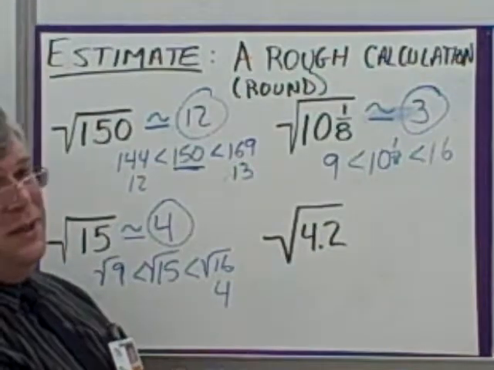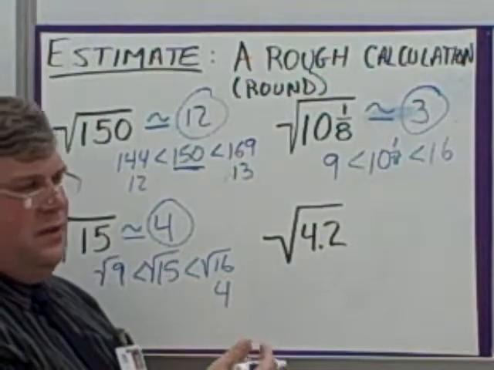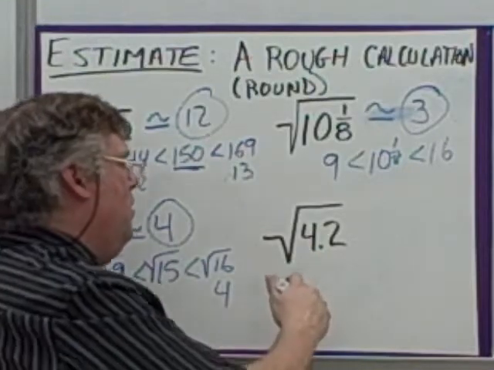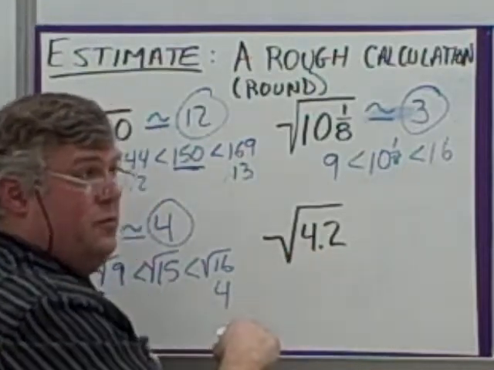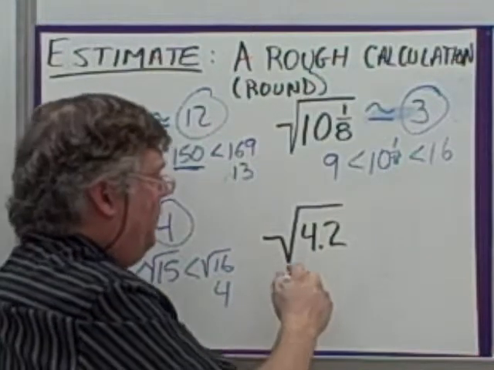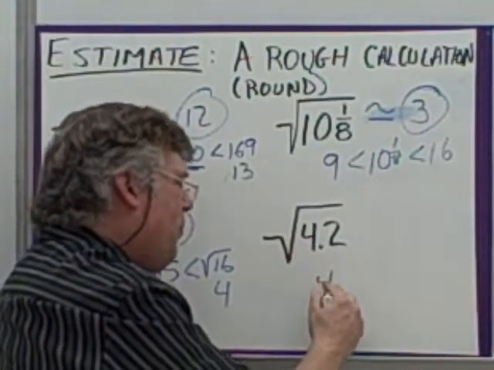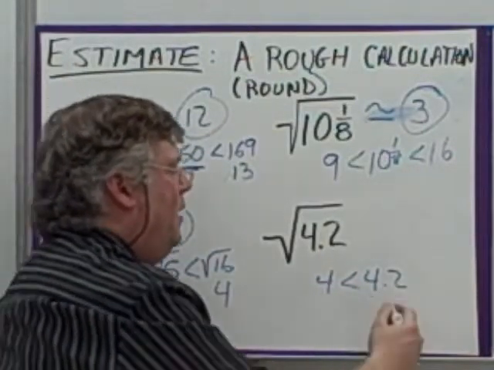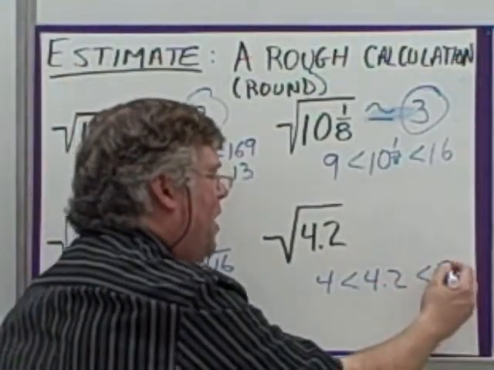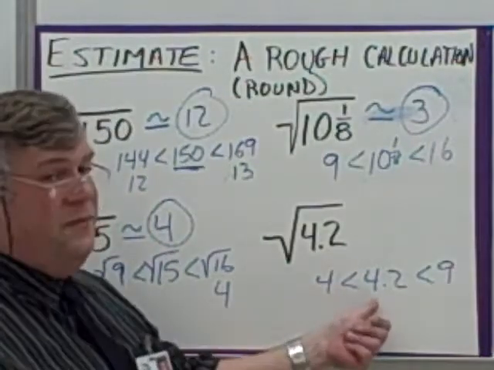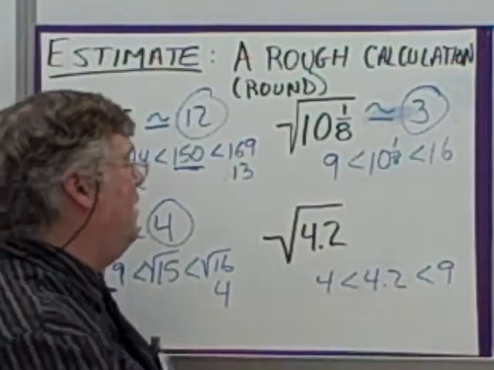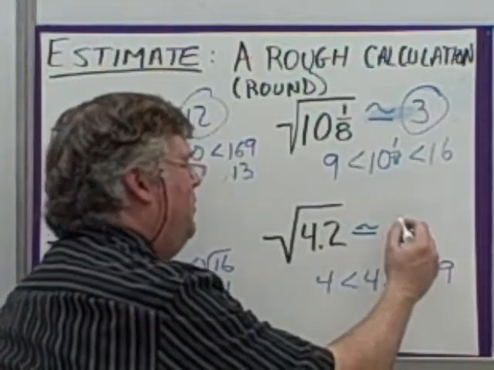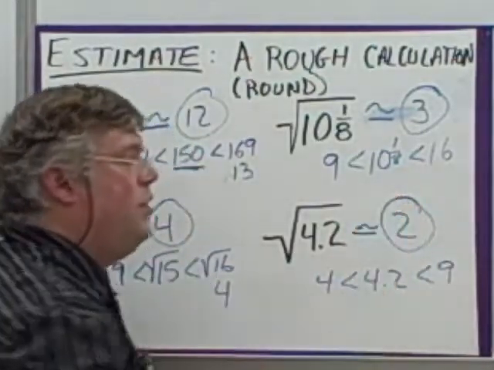Sometimes with decimals it can be confusing. What's it close to? What's it not close to? Concentrate on that front number. It's a really small number. 1 squared is 1, 2 squared is 4, which is almost 4.2, but not quite. And the next one after that is 3 squared, which is 9. Definitely closer to 4 than it is to 9. The square root of 4 is 2, so this is all approximately equal to 2.